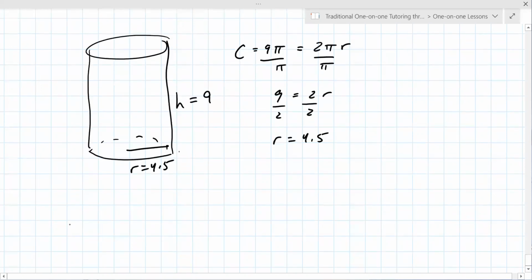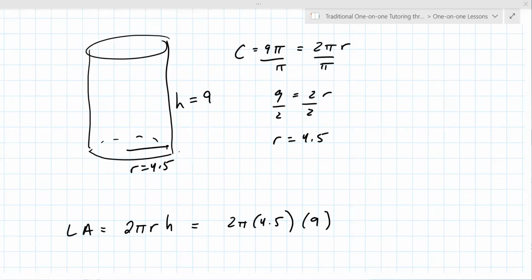So now we can do the questions they asked for. The lateral area of a cylinder is 2 pi r h. So that's 2 pi times 4.5 times 9. It doesn't say in terms of pi, so give me the answer rounded to 1 decimal place. Okay. $254.5. Perfect. Actually, that's enough there to answer the question. So well done. Next one here.